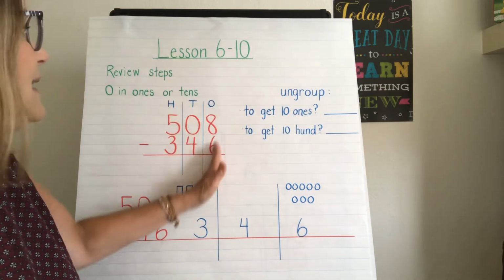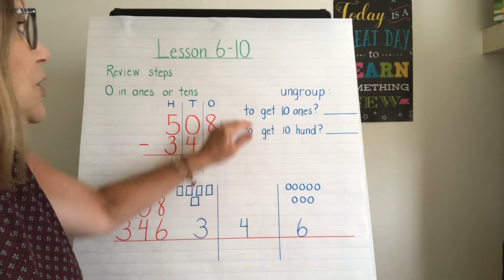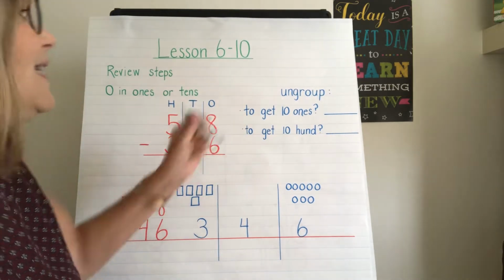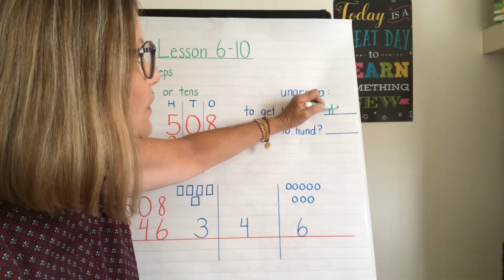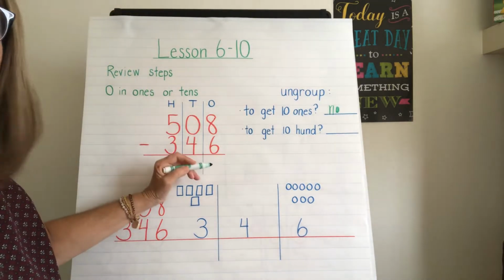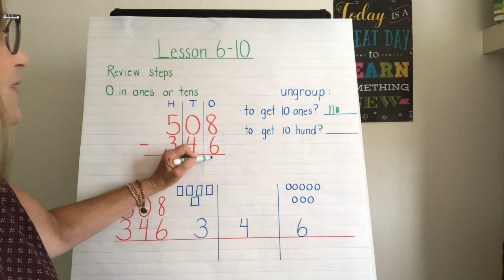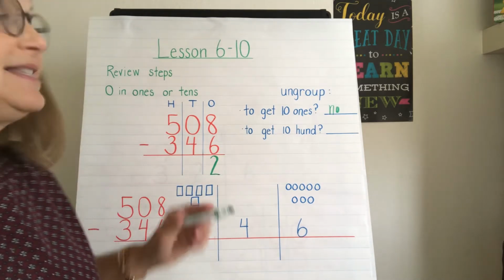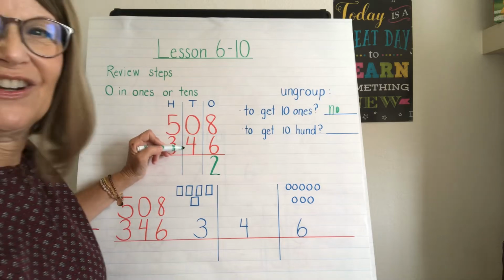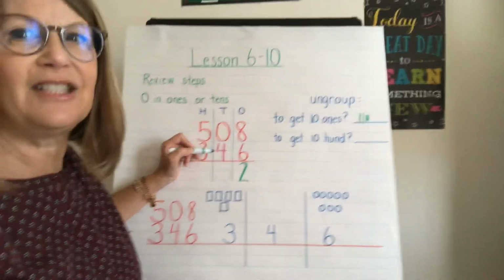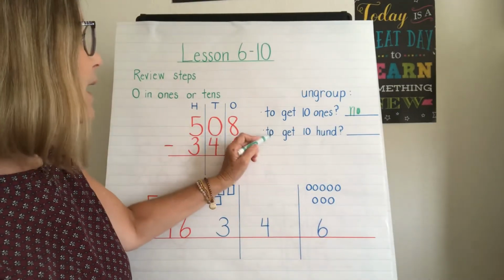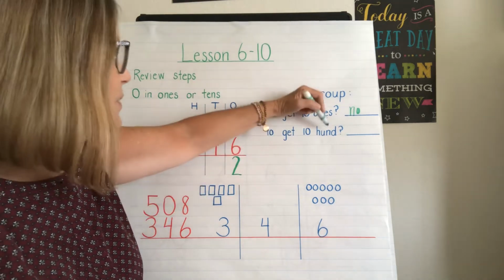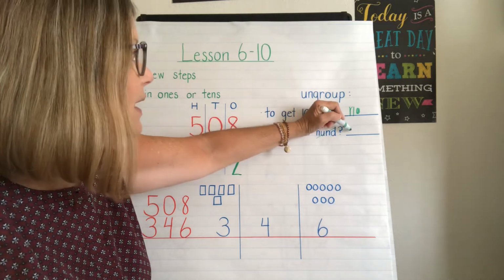In the ones, is the bottom number bigger? Do I need to ungroup to get more ones? And no, I don't. Because the bottom number is not bigger. 8 take away 6 is 2. Next step, in the tens, is the bottom number bigger? Yes, it is. And so we need to ungroup to get 10 tens. This is supposed to be tens, sorry.